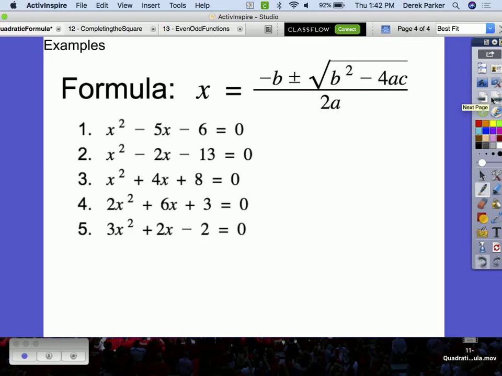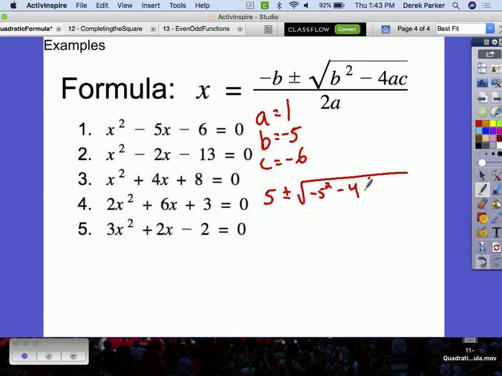Okay, so now let's look at number one. A is 1, B is -5, C is -6. Now let's plug that in. Negative b. Well, b is already a negative, so that becomes a positive, and I get 5 plus or minus the square root of -5 squared minus 4 times 1 times -6, and all of that's being divided by 2 times 1, which is just 2.